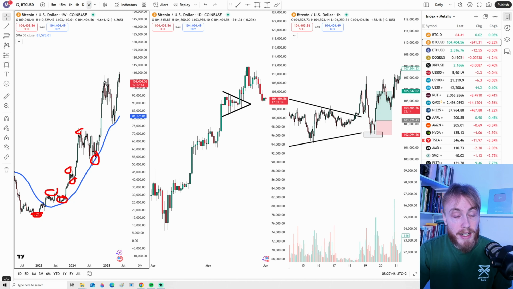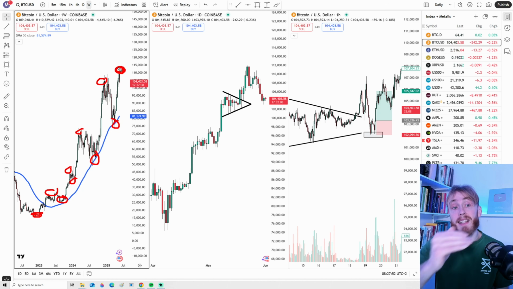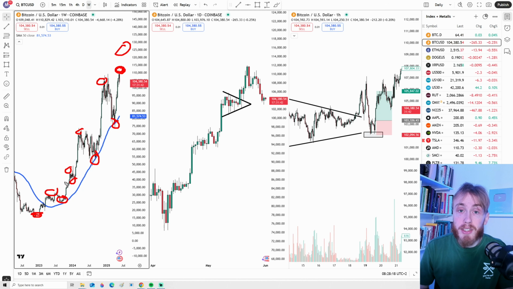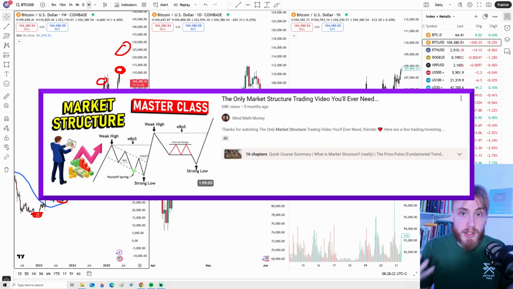And as long as the price is printing consecutive higher highs and higher lows, we are in an uptrend. And you can see that recently we printed yet another higher high, right? If you are not really confident about market structure, don't worry, because I do have a full market structure trading course right here on YouTube, and I highly recommend to check that one out.